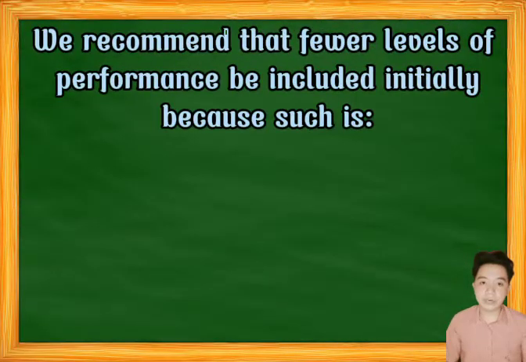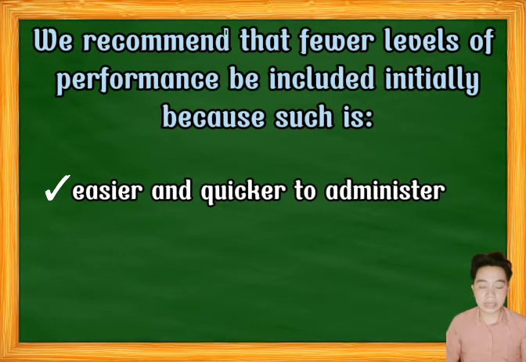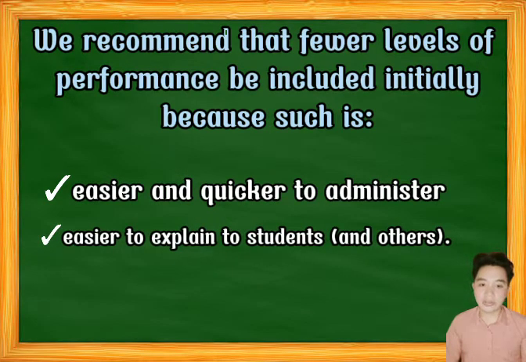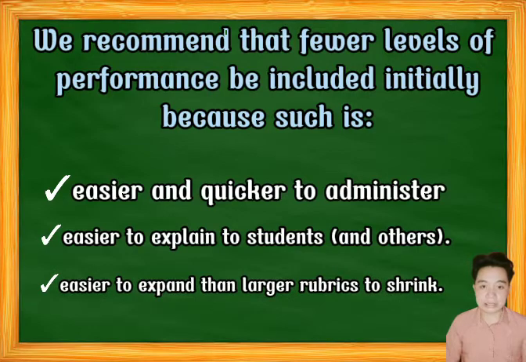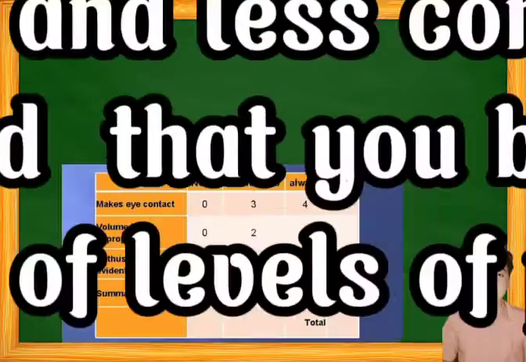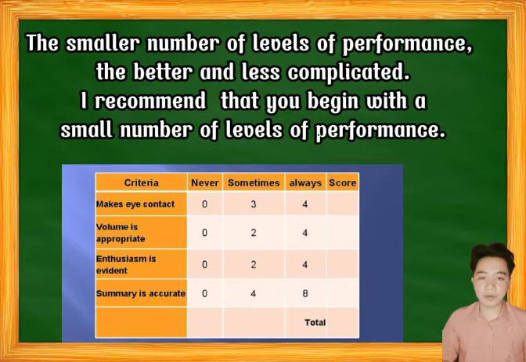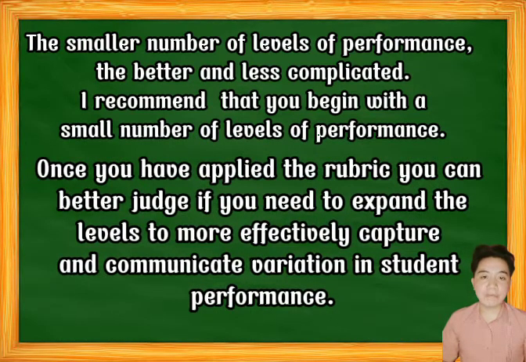We recommend that fewer levels of performance be included initially because such a rubric is easier and quicker to administer, easier to explain to students and others, and easier to expand than larger rubrics are to shrink. The smaller the number of levels of performance, the better and less complicated. I recommend that you begin with a small number of levels of performance. Once you have applied the rubric, you can better judge if you need to expand the levels to more effectively capture and communicate variation in student performance.